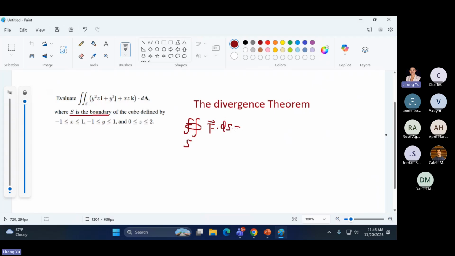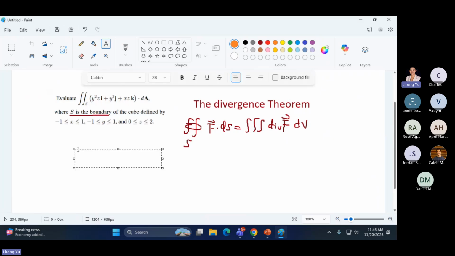The integral of F dot dS is equal to a triple integration of the divergence of the vector field dV. That's the divergence theorem. So to be able to apply the divergence theorem, we have to be able to calculate the divergence of the vector. The divergence of a vector is not a vector. The divergence of a vector is a function. It's a single-valued function.